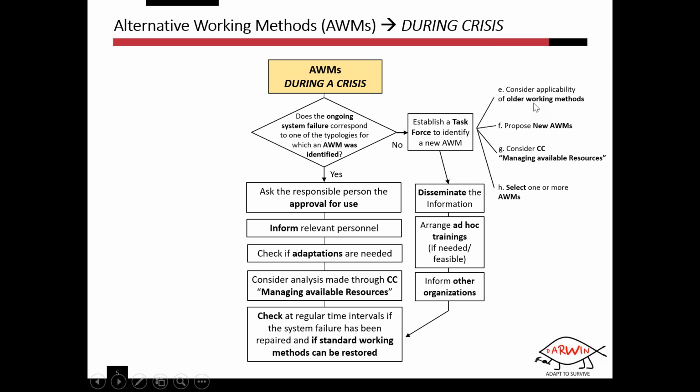The task force will also have to consider in more detail some aspects, like, for example, again, if it is possible to use an older working method or a completely new alternative working method, and what is the situation of the available resources, as we'll have to take a decision on which is the alternative working method to select.